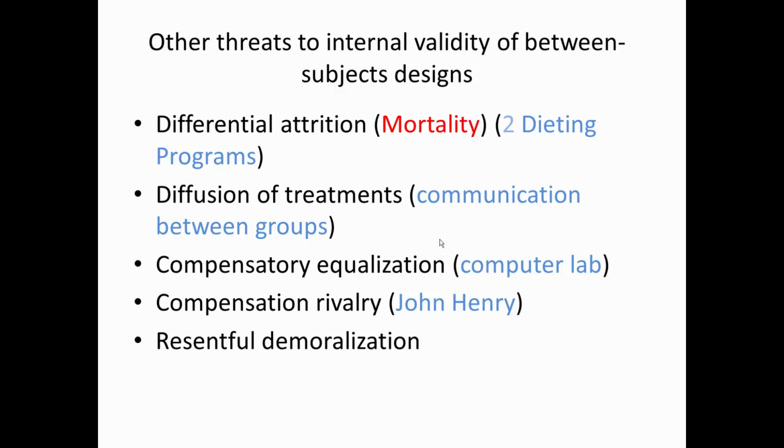And finally, we have resentful demoralization, which is the opposite of compensatory rivalry. When control groups see that the experimental group is receiving a special treatment, they lose their motivation to work, and they even underperform their regular performance. And this is again another threat to the internal validity of your research.